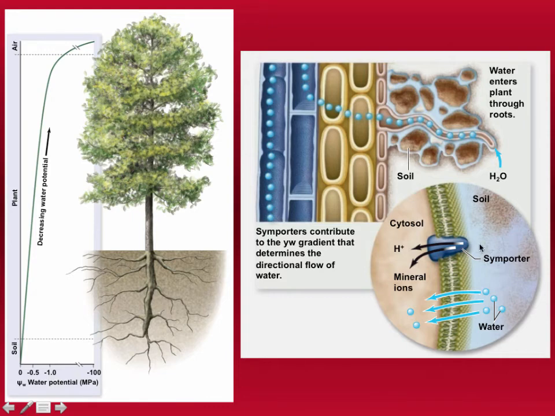The other thing that's happening over here is what's known as a symporter. And so these symporters, again, are proteins built into the membranes of cells that are equipped to move two different substances in the same direction. Sym means together, and porter refers to transporter. So they're moving, in this case, both hydrogen ions and mineral ions in the same direction. Right? So this is a case of facilitated transport.